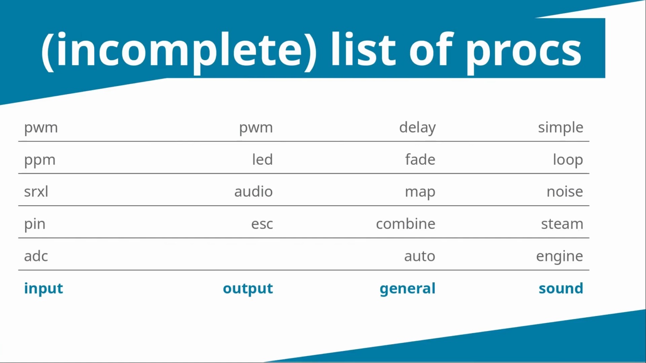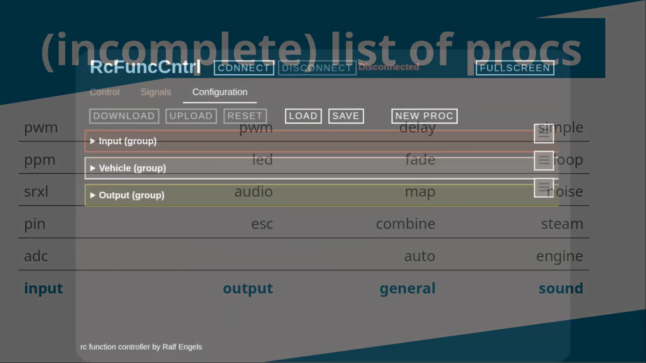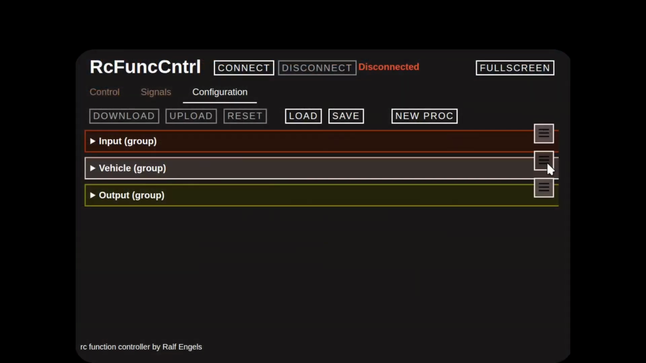Now all these procs and settings and all this stuff is not fixed at compile time, so you can change them again via the front end via Bluetooth. It's fairly simple. Let's say we want to make our model sound like a duck. We leave the input and the output groups alone and just remove this vehicle group there.